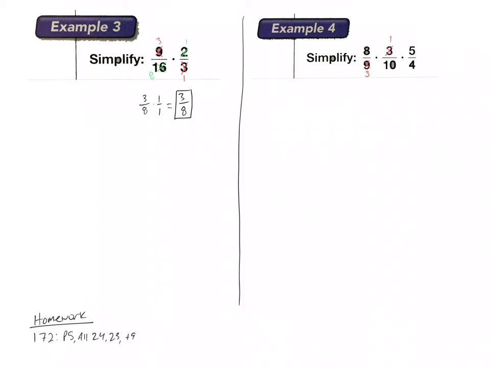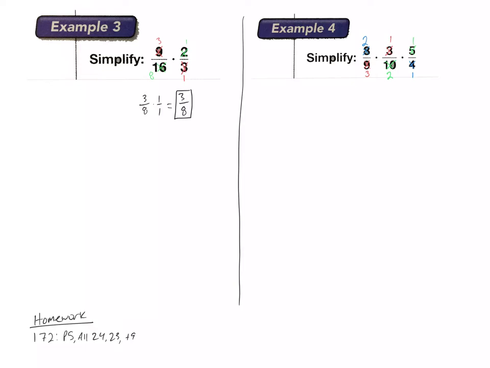And I see the 5 and the 10. That's not too bad. 5 divided by 5 is 1. 10 divided by 5 is 2. And then even though they aren't next to each other, because everything's multiplying, I see the 4 and the 8. So 4 divided by 4 is 1. And 8 divided by 4 is 2.